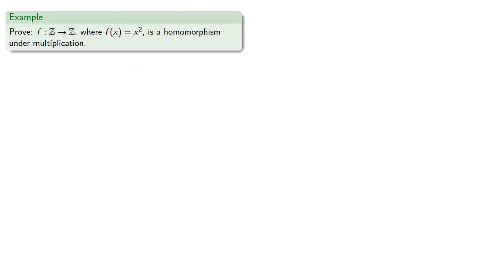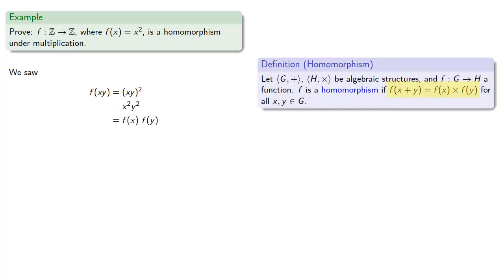So consider our function that maps Z to Z by the operation x squared, and let's verify that it's a homomorphism under multiplication. So we saw that f of xy is (xy) squared, which is x squared y squared, which is f of x times f of y, and that fits our requirement, and so f is a homomorphism under multiplication.